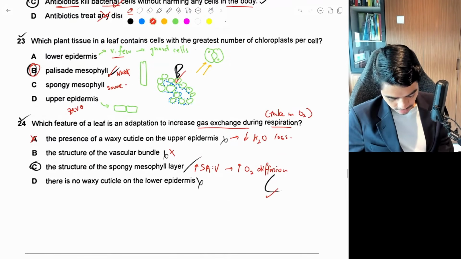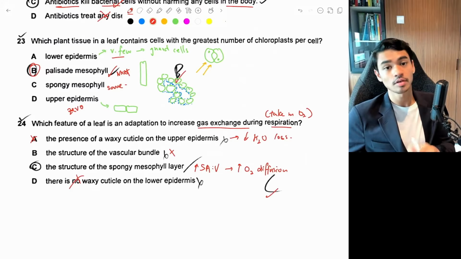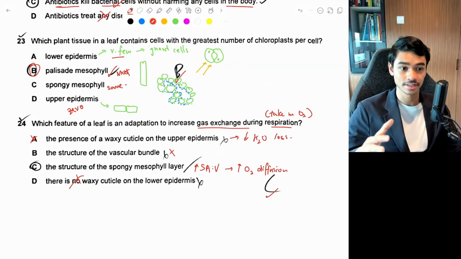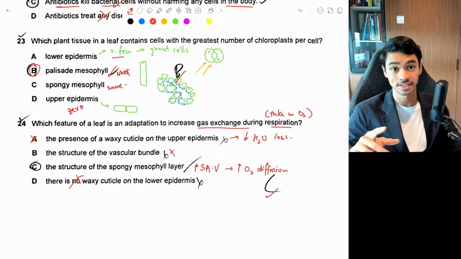And then there is no waxy cuticle. This is actually false. There is a waxy cuticle on both the upper and the lower epidermis because we don't want to lose excess water, unless we are losing water through the stomata. Now that is intended by the plant.